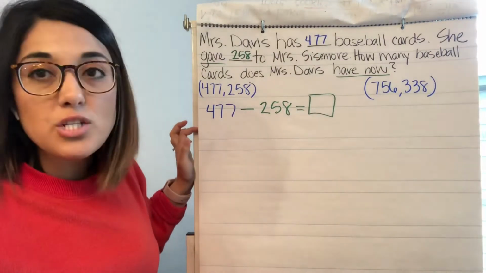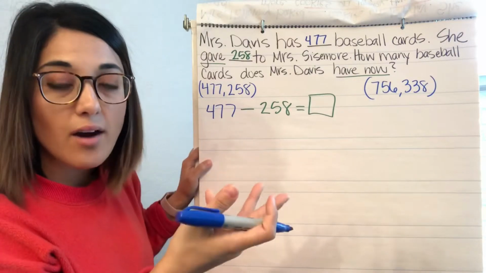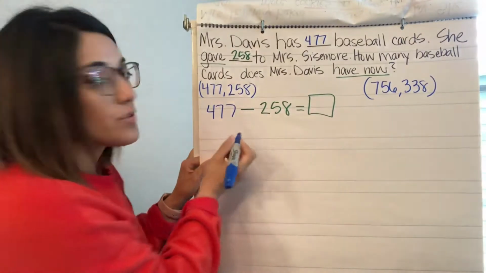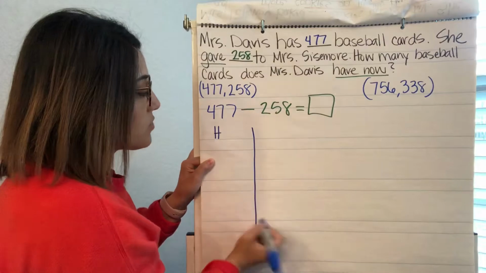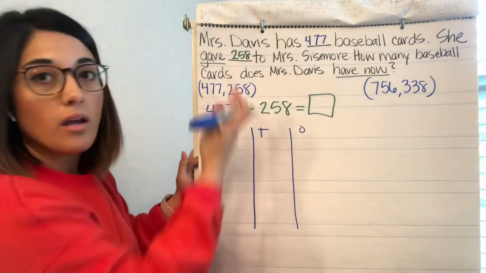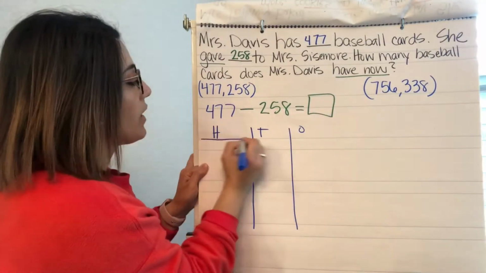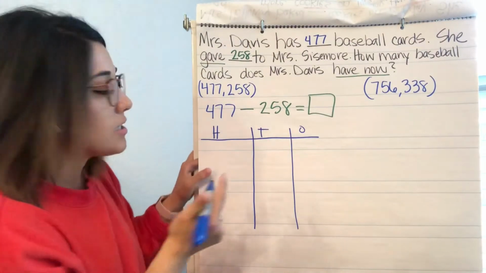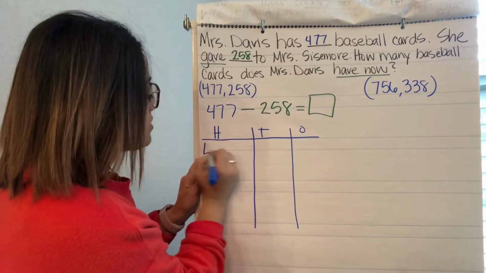All right, so I'm going to show you the first strategy, we call that direct modeling, drawing it out, and I'm going to use that hundreds, tens, and ones chart again, just for some organization to help. I know some of you may use these differently. You may go this way or this way, whatever you're used to, do it. If you don't even want the chart, don't use the chart. Just draw out with your hundreds, tens, and ones. It's your choice.